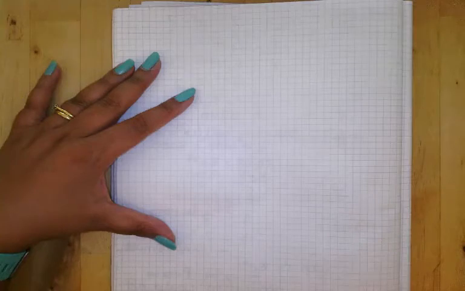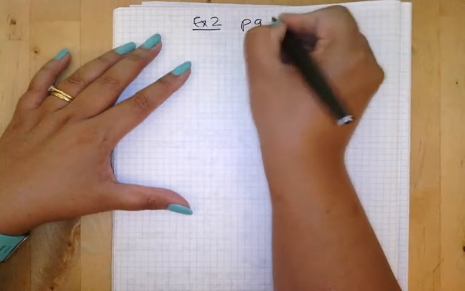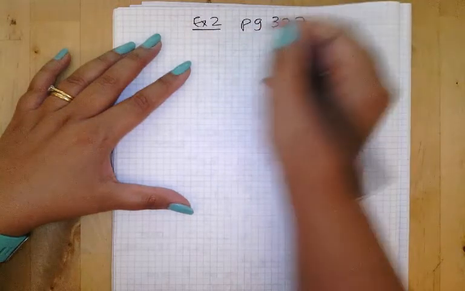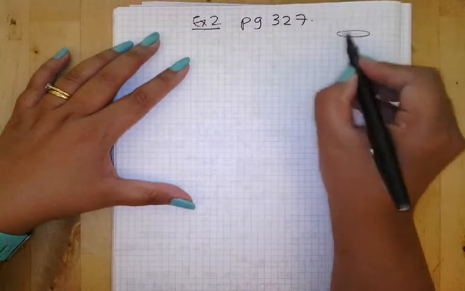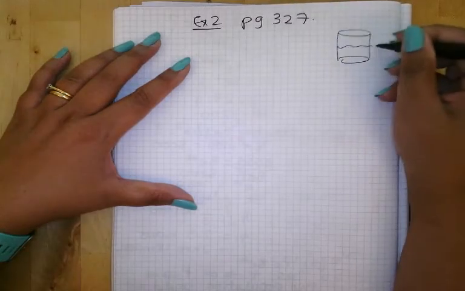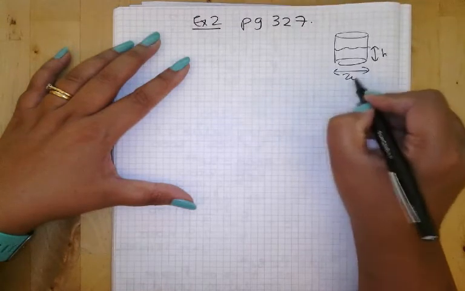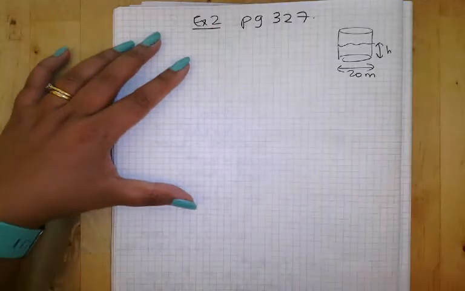Okay, example number 2 is on page 327, and it's got a container. So let me quickly sketch that. Got some mortar in it. That's the height of it, and we've also got the diameter of it, which is 20 meters.